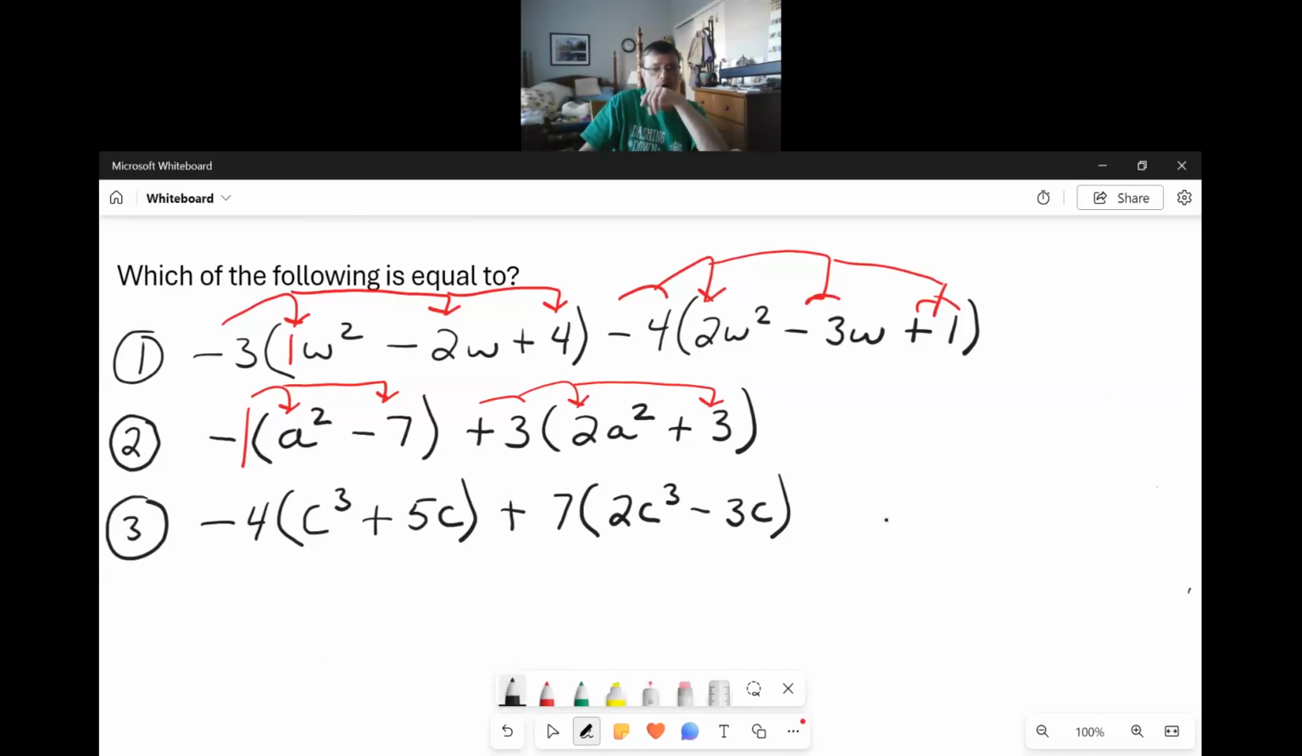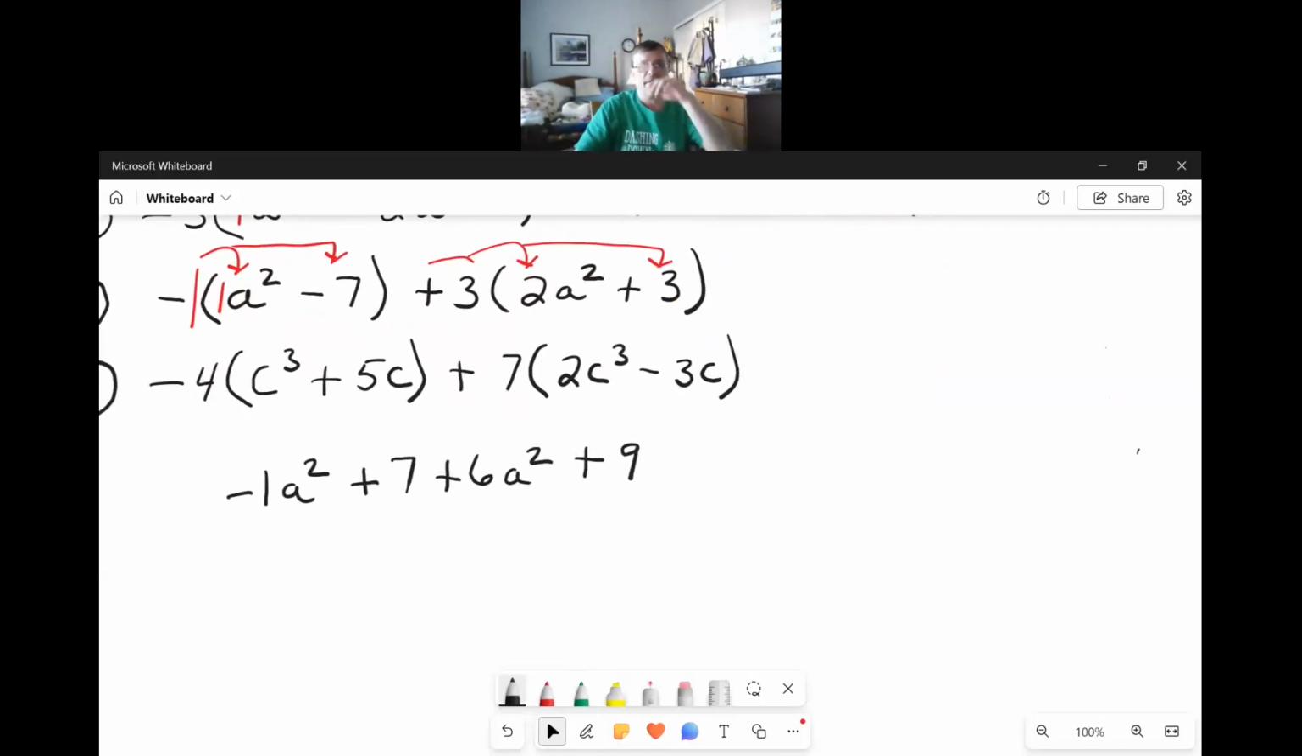Okay, so for this one here, we got negative 1, and then we're going to put a 1 as a coefficient there. So all of our numbers are not going to change the value, but their signs are going to flip. They're going to switch directions. So negative 1 times positive 1 is negative 1a squared. Negative 1 times negative 7 is positive 7. This is rule number 4. Now, positive 3 times positive 2 is positive 6a squared. And then positive 3 times positive 3 is plus 9.